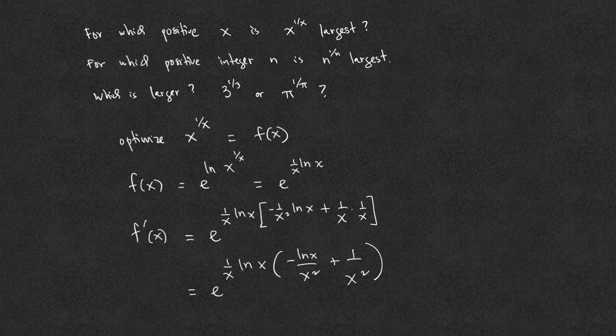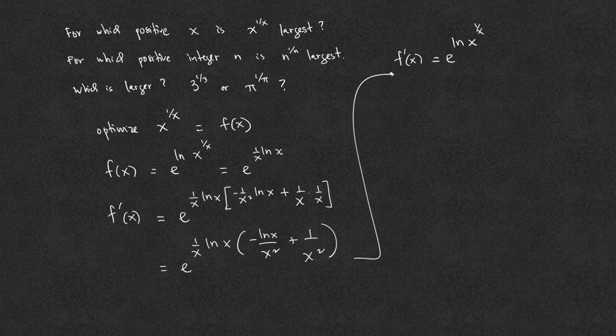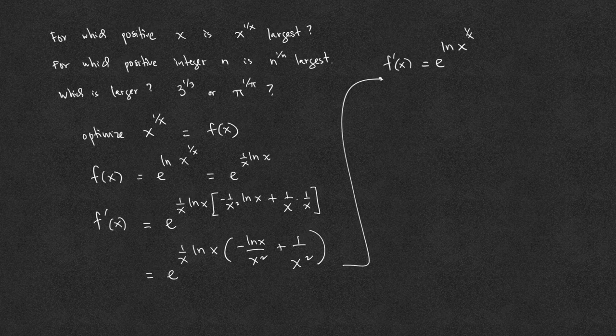We introduce e to the ln so that we can use the product rule to differentiate f of x. Now that we're done, we no longer need it, so we rewrite this first derivative f prime of x as e to the ln of x to the 1 over x. Inside the bracket, we can combine the terms because they have the same denominator: 1 minus ln of x over x squared. This is x to the power 1 over x times 1 minus ln of x over x squared.